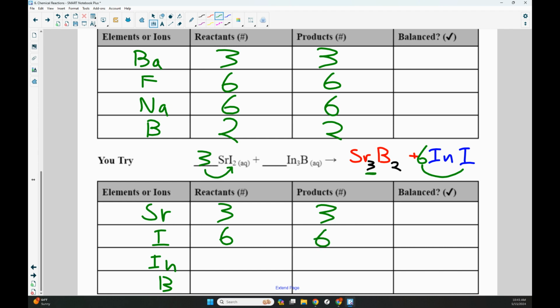It also gives me 6 indiums on the right. And that means I'm going to need to put a 2 coefficient here because 2 times 3 gives me 6 indiums on the left. And let's take a look at boron. I've got 2 currently on the left because of that coefficient. And because of this subscript on the right, I've also got 2 on that side. So everything is the same.